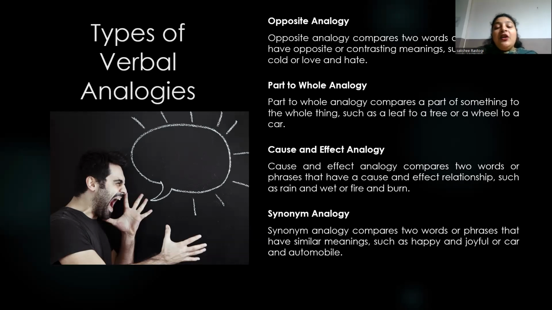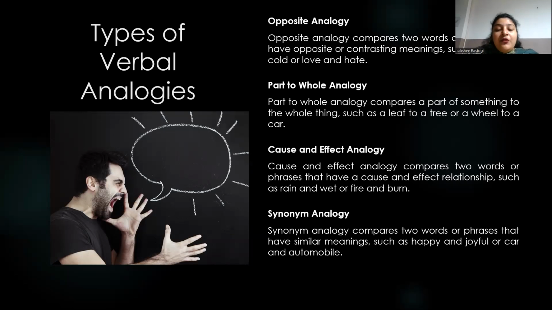What do you mean by part to whole analogy? Part to whole analogies are a type of analogy that relates a part or component to the larger whole system. They follow the structure: part is to whole, and part is to whole. For example, wheel is to car and blade is to fan. Finger is to hand and leaf is to tree. Brick is to wall and note is to song.